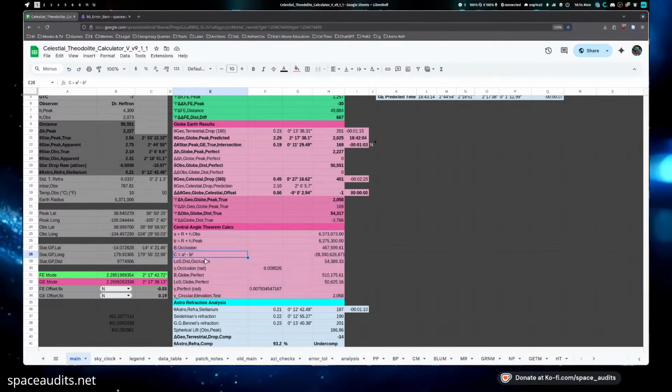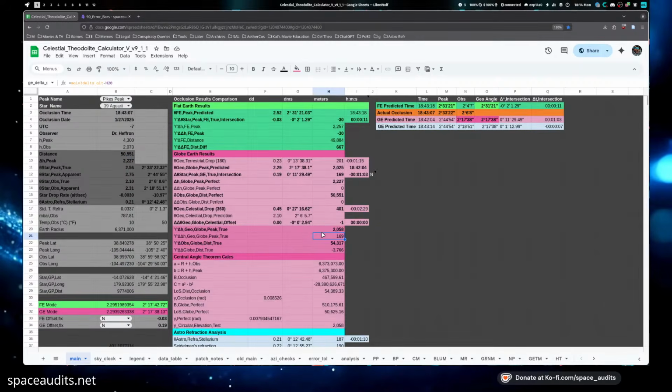So there are 2 central angle sections. One's for the idealized globe, and one's for deriving the angles off of the occlusion time. So the other one's entirely occlusion angle based, and then that's how we get our distances and elevations for the time of occlusion for the globe. So none of them are linked to flat Earth anymore.